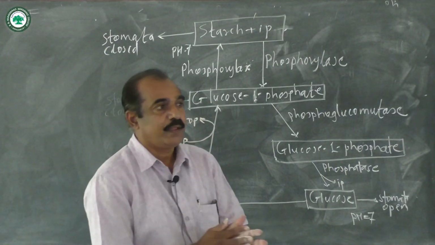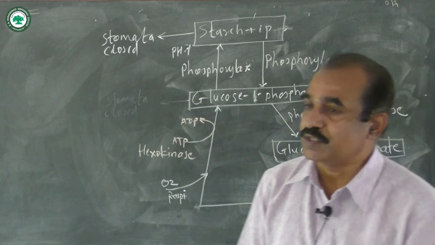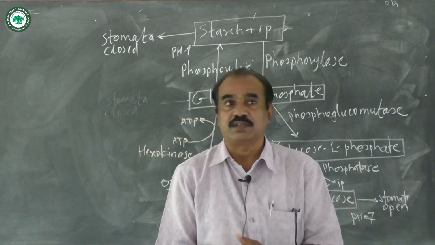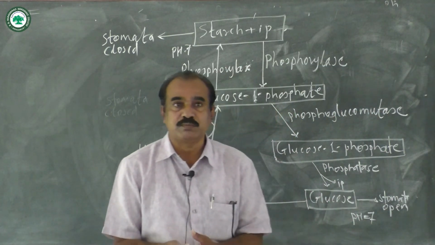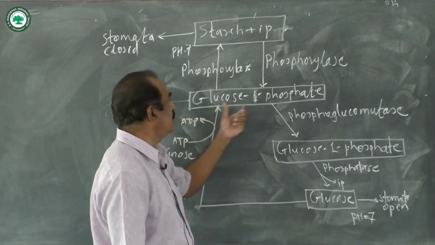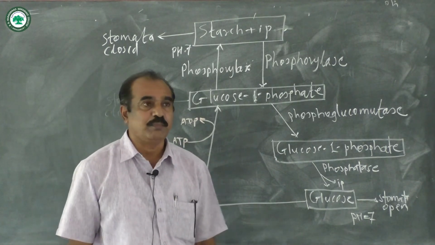Stewart proposed a hypothesis for opening and closing of the stomata in 1964. According to Stewart, in the chloroplast there is starch, and this starch is phosphorylated with the help of the enzyme phosphorylase into glucose 1-phosphate. It is according to Stewart's hypothesis.